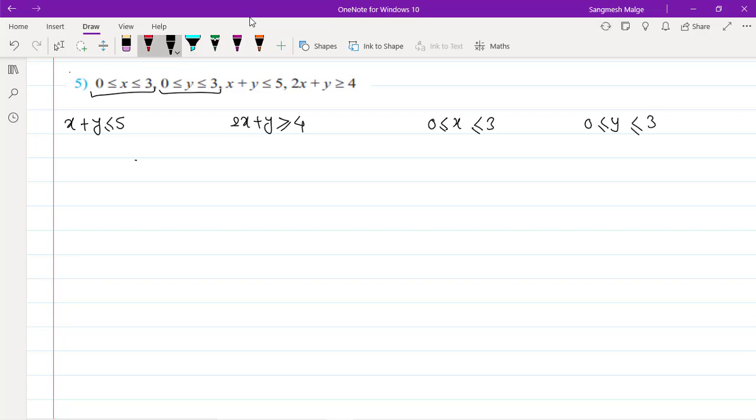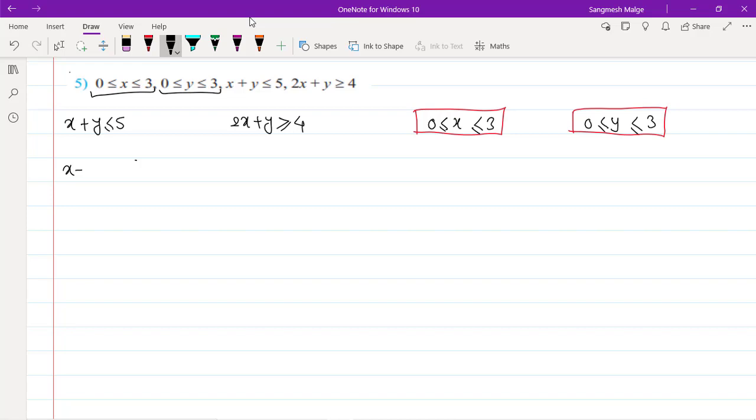Once you understand these constraints, now half of the solution is done. Visualize this region. x is between 0 and 3 and y is also between 0 and 3. What value of x can you expect here? You can expect 1, 2, 1.2, 1.5, 2.9, but can I have 3.1 or -1? No. So you should have that kind of visualization by this time. Now let's continue our procedure.